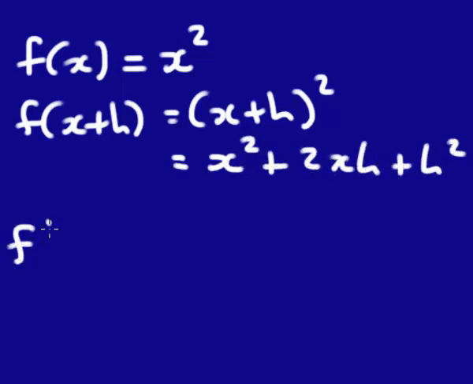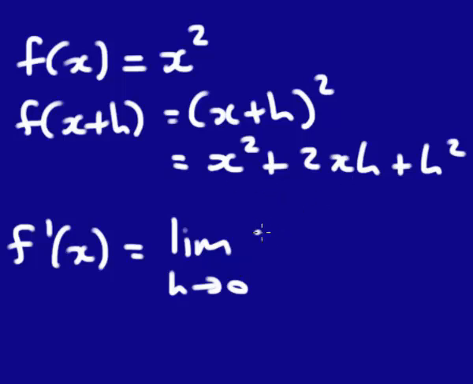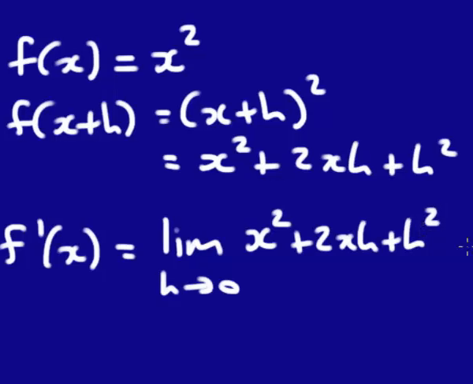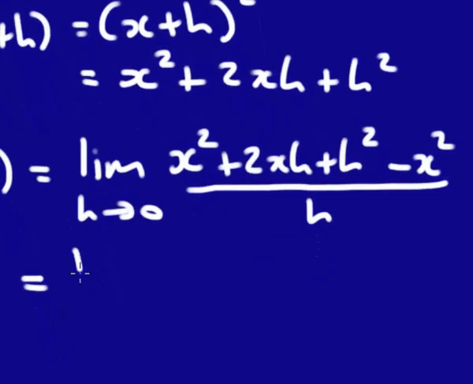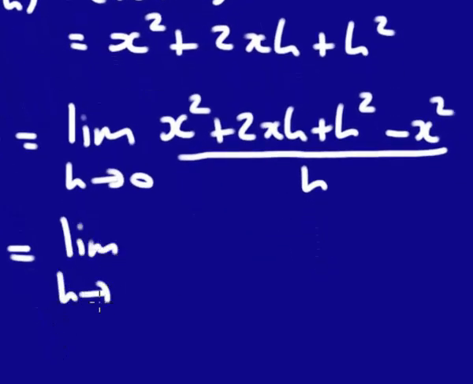Then we worked out the derivative, the gradient, the slope, the limit as h approaches 0. f(x+h) was this guy. Remember, I'm doing first principles now. Now watch this. Subtract the f(x), which is the x squared, divided by h.